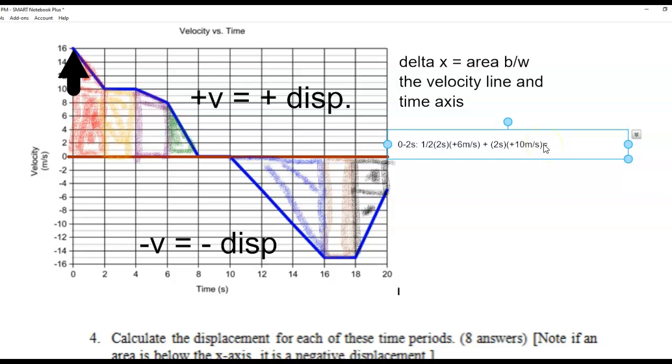height. So if you half of 2, that's 1, and then 1 times 6 is going to be 6, and then 2 times 10 is 20, so you're going to get a total of positive 26 meters for the first one. For 2 to 4 seconds, this is an easier one. So it's just going to actually be 2 by 10, so I'm just going to copy this.